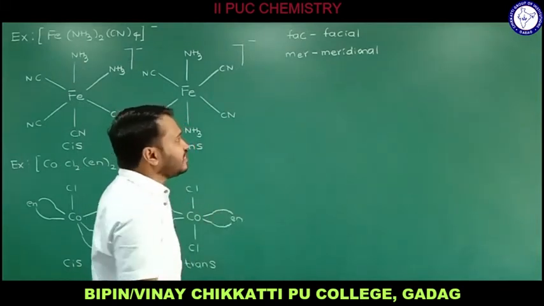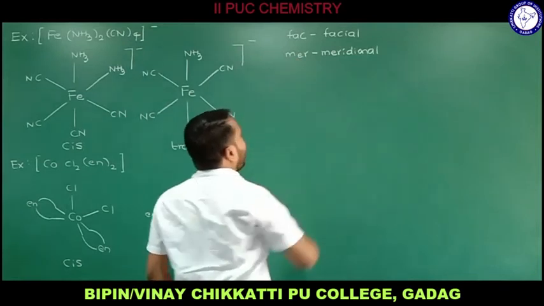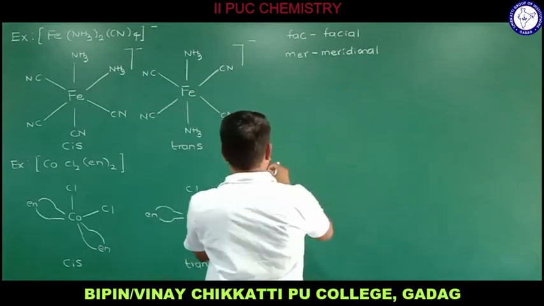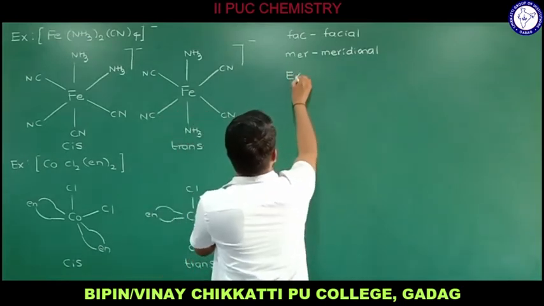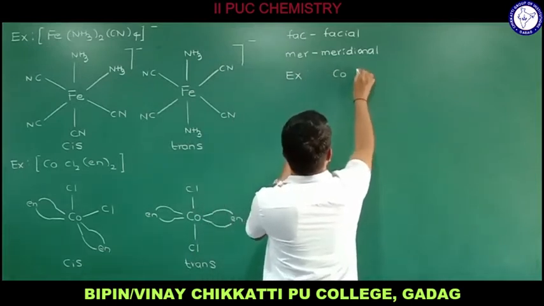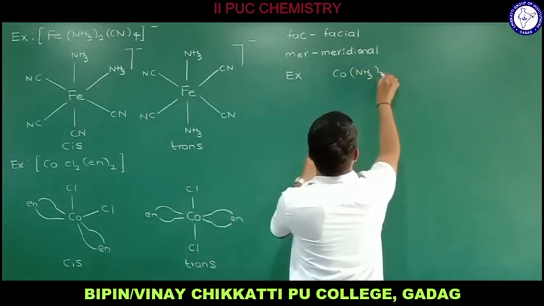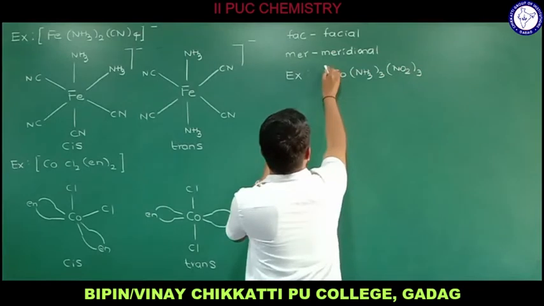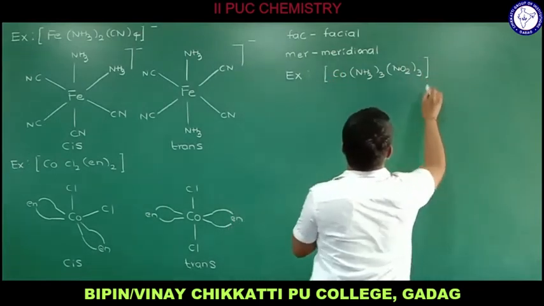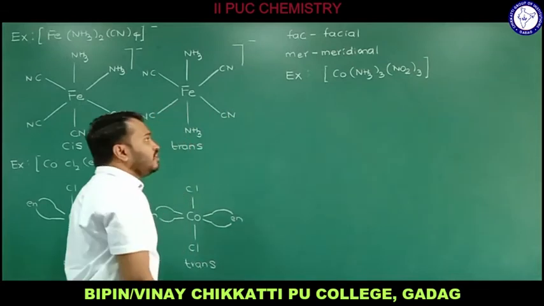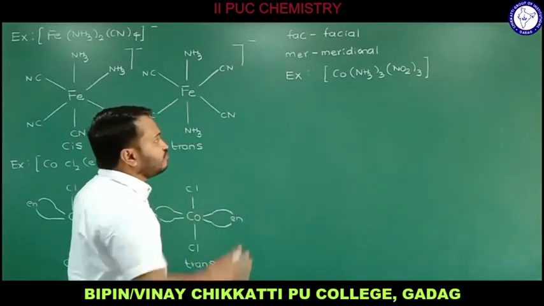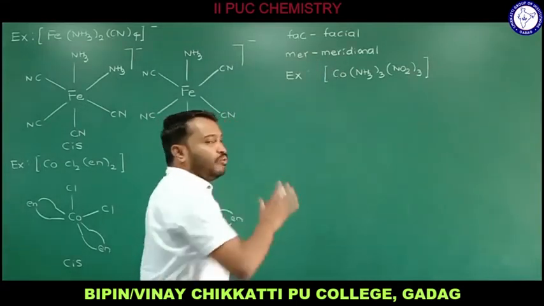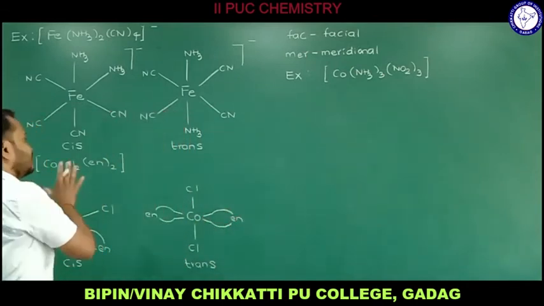Let me consider an example, and we'll see how FAC and MER can be predicted, in the case of geometrical isomers only. Let me write one example: Co(NH3)3(NO2)3, with NH3 three times and NO2 three times. Now we'll see how we can draw the geometrical isomers for this particular compound. Cobalt with NH3 three times and NO2 three times is going to show facial and meridional isomers instead of cis and trans isomers.